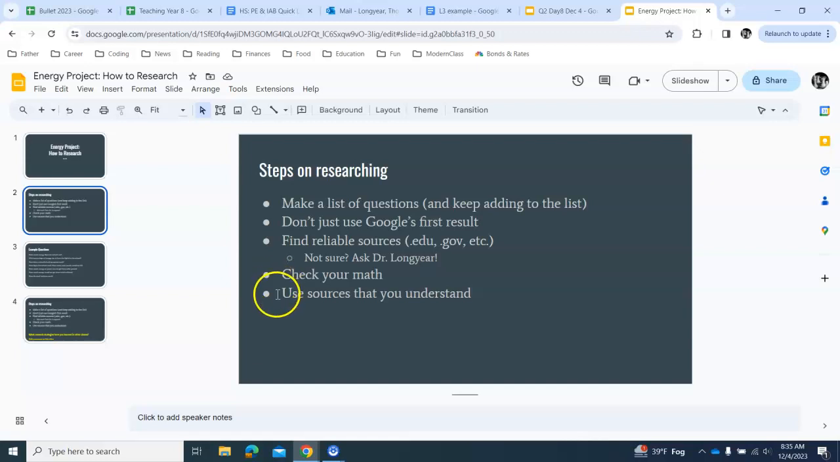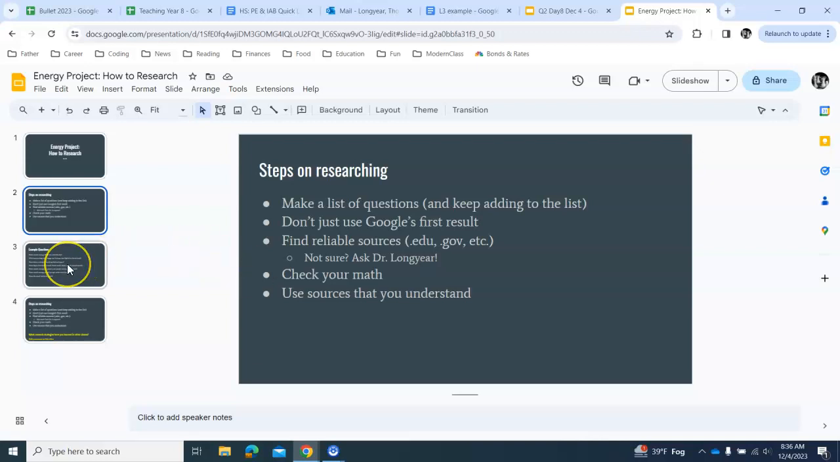And then try to use resources that you understand. There are many websites that might have a lot of jargon, a lot of words that you don't know. And that's okay. Sometimes you have to see, are there just a few words I don't know and can I learn them? Or are there way too many words that I don't know and this is just a little bit too much for me? So try to find resources that are on your level or maybe just a little bit beyond your level.